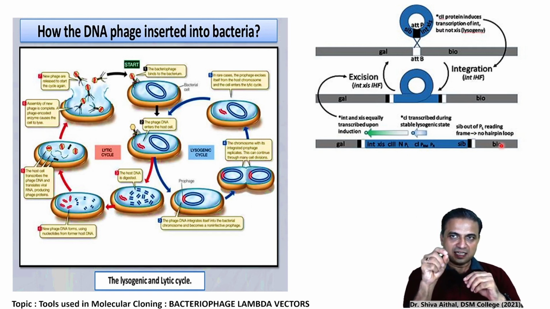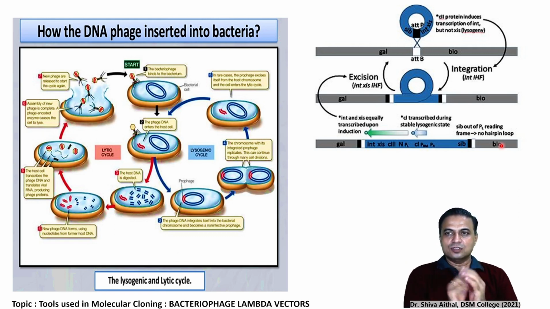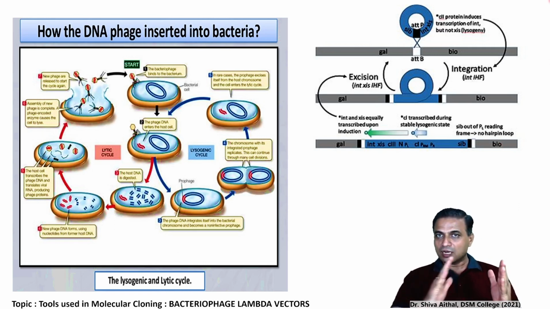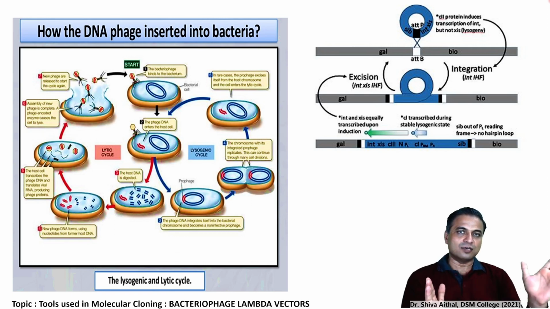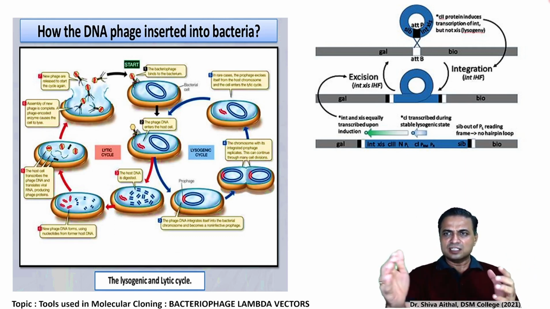The cos site is there as well. There is an attenuator site, near the cos site it makes a cut and it gets reciprocally integrated. This is the beauty of the lambda phage genome. And once it integrates, it can transcribe and translate to the left as well as to the right. It is a very master DNA molecule which has evolved with time in multiple genetic functions.